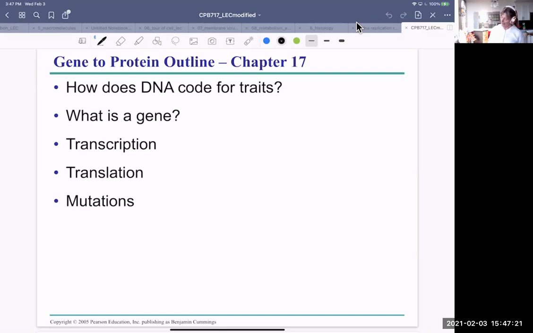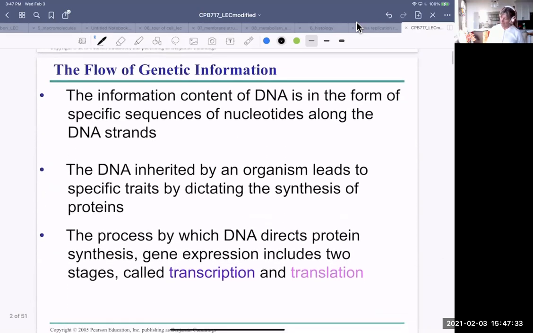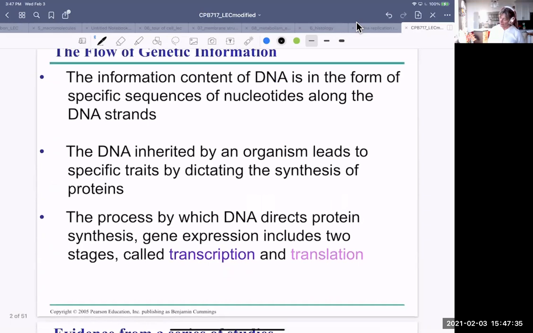So this will be the outline. We'll talk about how DNA codes for traits, what is a gene, transcription, translation, and mutations. So that's our outline. The flow of genetic information is such that the content of DNA is in the form of very specific sequences of nucleotides along the DNA strands.